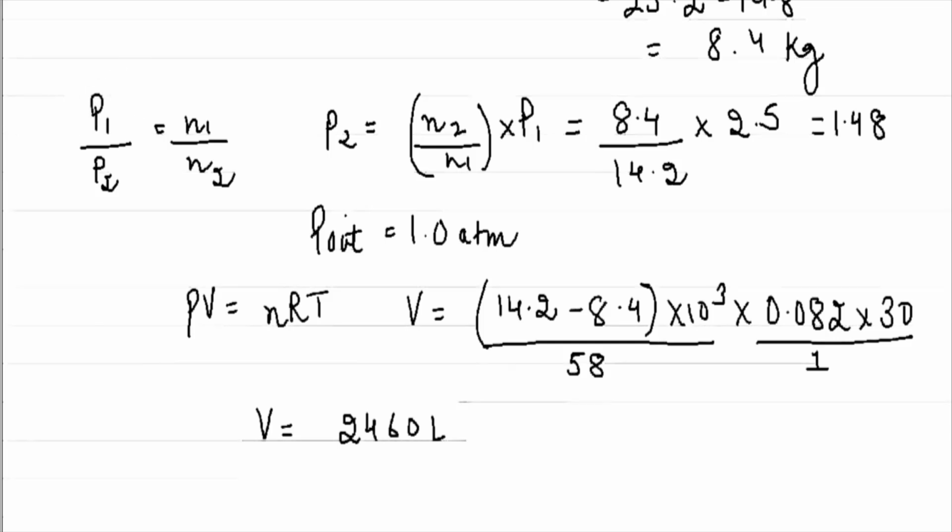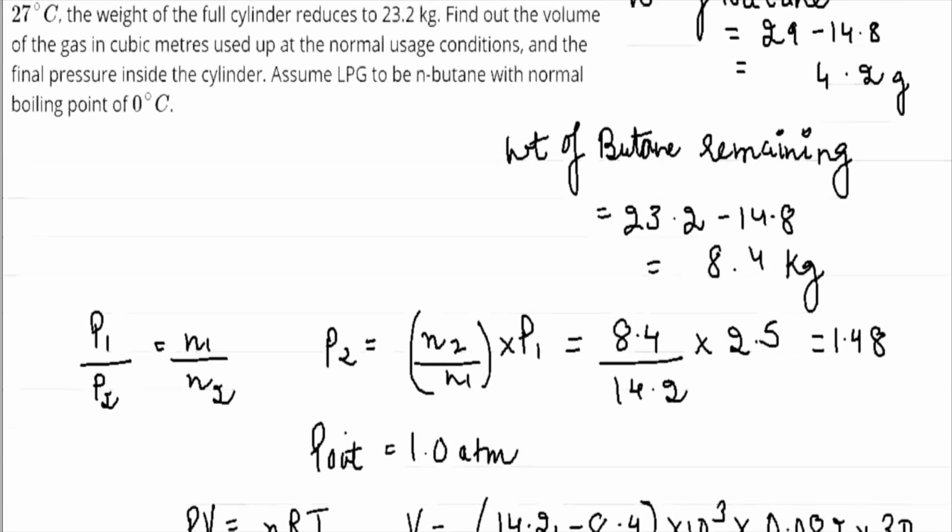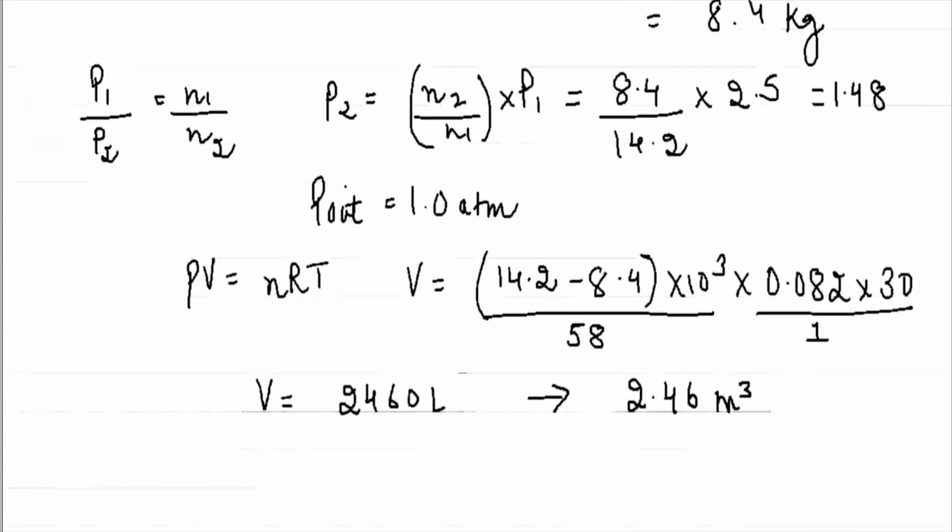And we are going to calculate this value in meter cube, because in the question we have been asked to calculate the value in meter cube. So in meter cube the value is coming out to be 2.46 meter cube, right? So this is the volume of the gas, that is 2.46 meter cube. So this is your answer to the question.